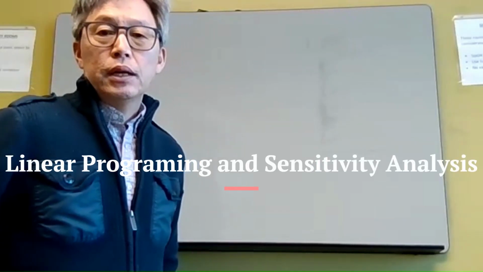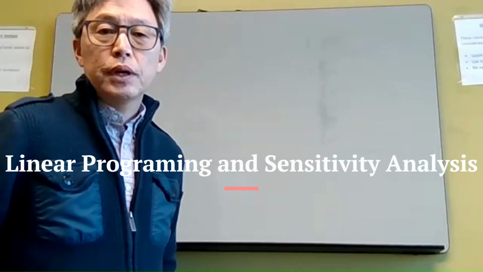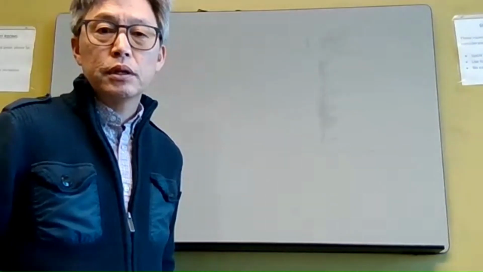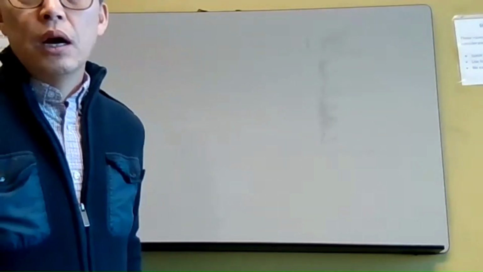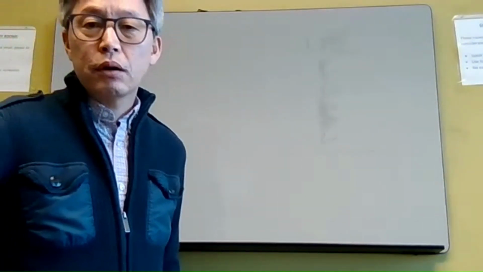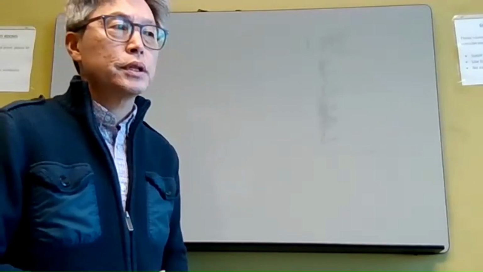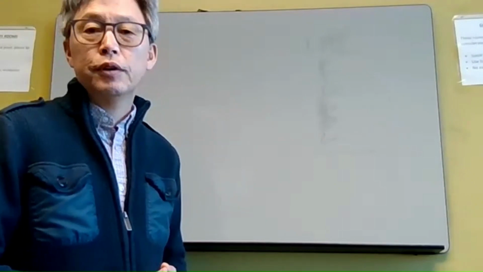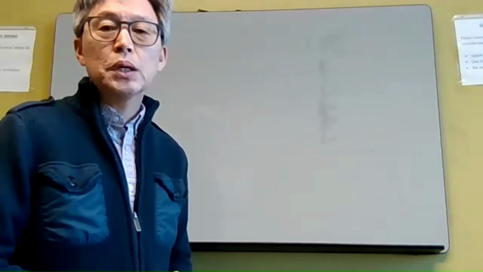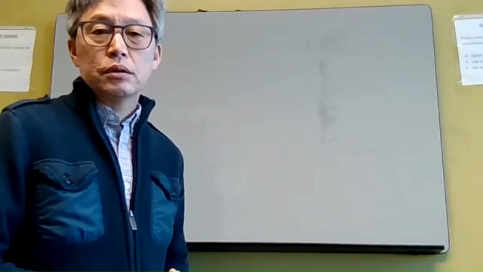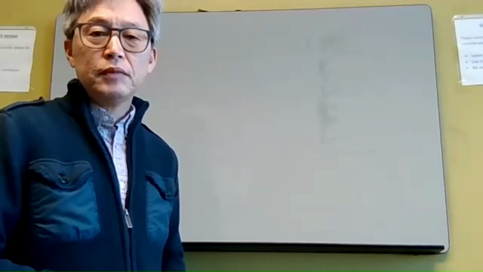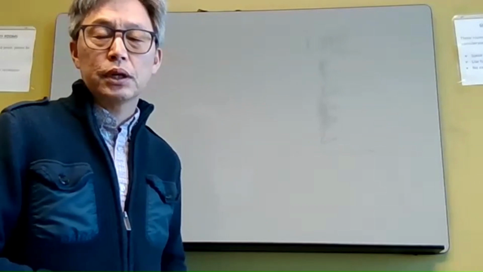So when solving a linear program, we assumed the values of all model coefficients are known with certainty. All model coefficients include objective function coefficients and constraint coefficients. But the real world is not certain. Such certainty rarely exists.